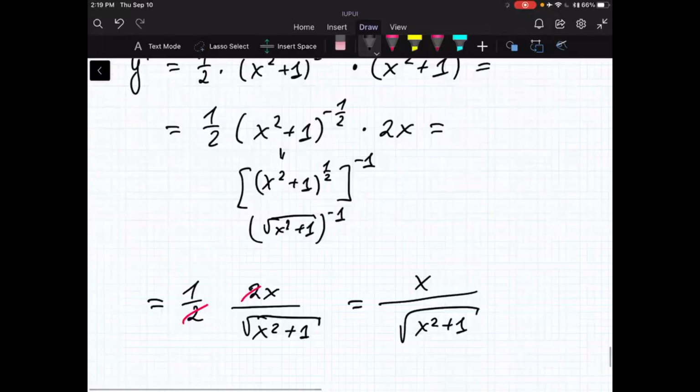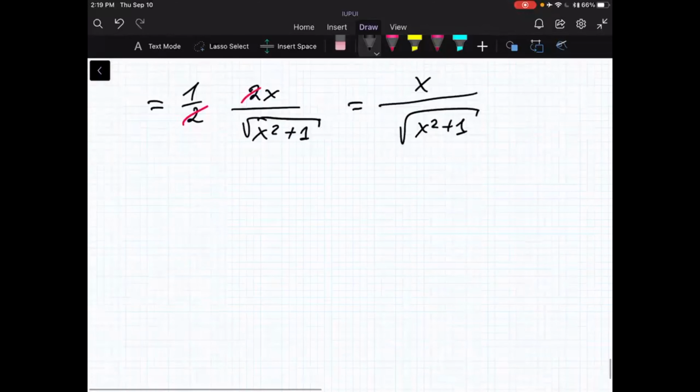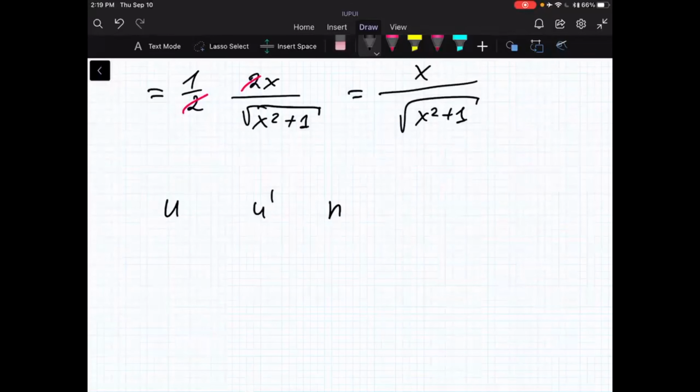So the first step, maybe it's better to write down first u prime. So just create some kind of table. What is u, then what is u prime, and what is n. And the same for the product rule. If you have u times v, it's better to write what is u, what is v, what is u prime, what is v prime, and then just substitute into the rule. But once you get used to that, you will do it automatically.